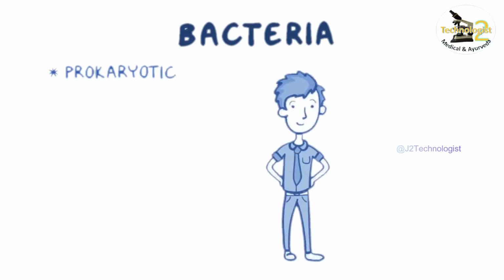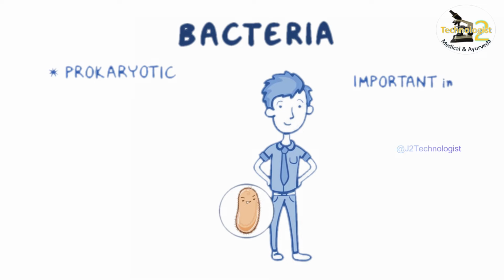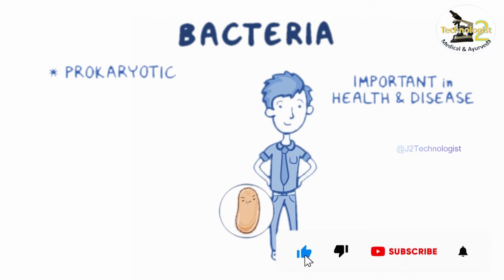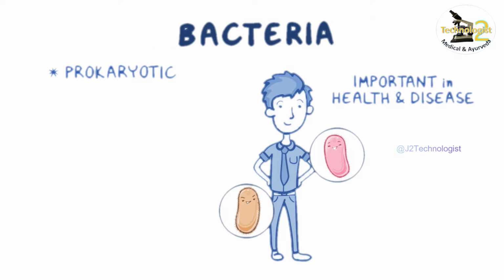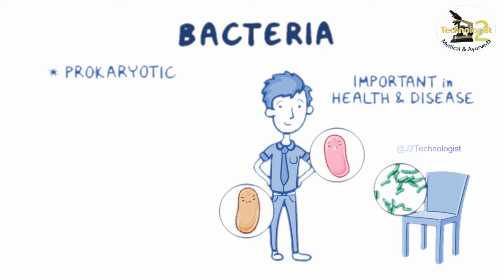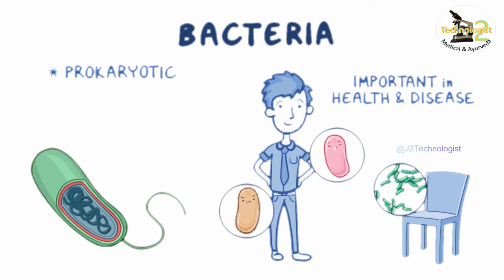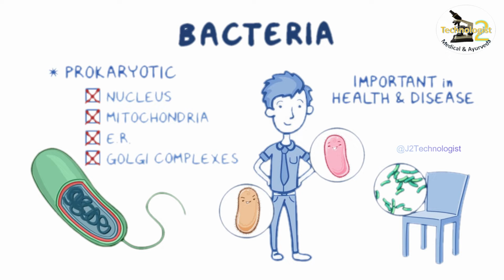Bacteria are prokaryotic cells that play an important role in human disease and health. They can cause disease, but are also part of the human microbiota and live on our skin, body, and on everyday objects in our environment. When compared to eukaryotic cells, the structure of bacteria is less complex due to a lack of nucleus and membrane-bound organelles such as mitochondria, endoplasmic reticulum, and Golgi complexes.